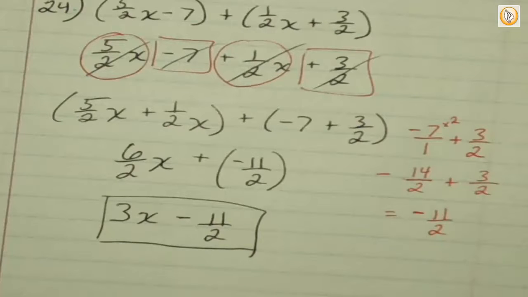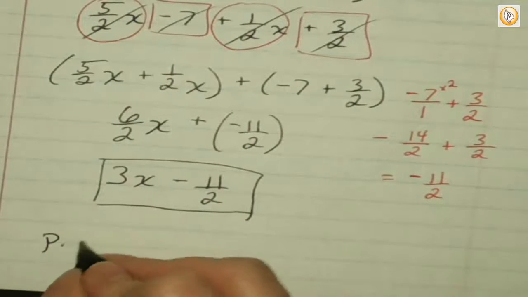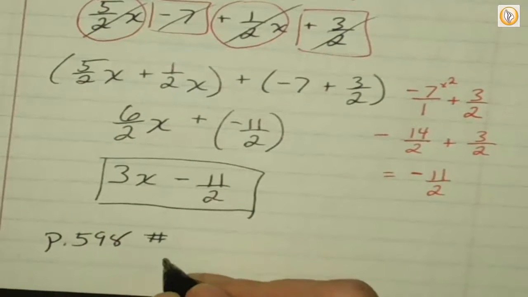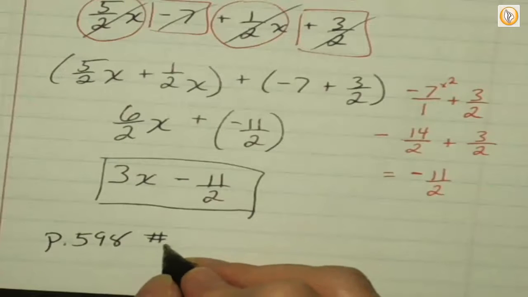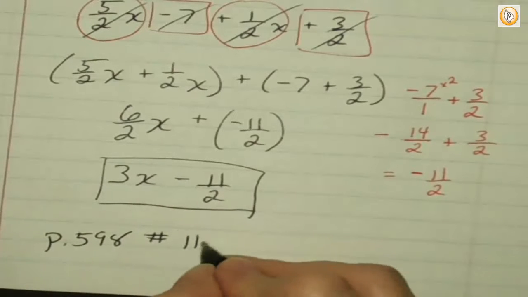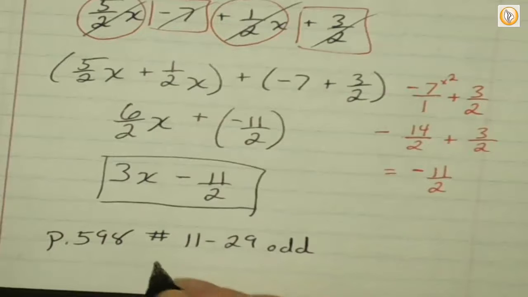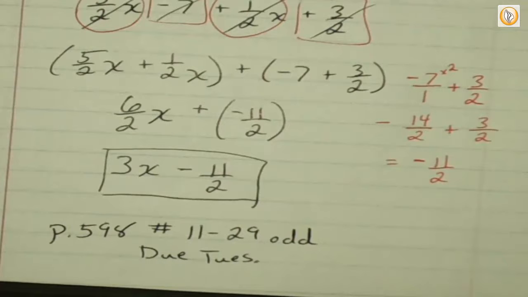All right, y'all are doing page 598, numbers 11 through 29 odd. That's 10 problems due Tuesday. You may get started.